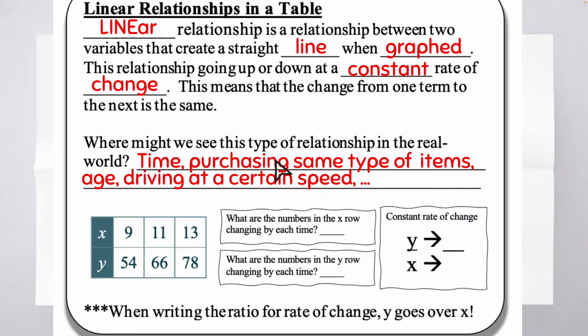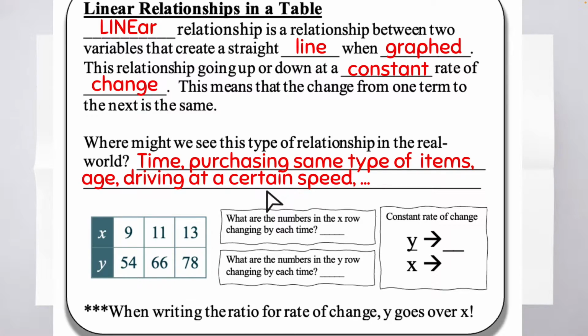So it's going up by the same amount each time. Or maybe age, that could be another one that has to do a little bit with time, right? You're always aging at the same constant rate. And driving at a certain speed: you need to make sure you're going the exact same speed the whole time, but then your distance is going to be based on how long you've been driving, because you'll go the same number of miles every hour as long as your speed stays the same. Those are just a couple things that we would see this type of relationship in the real world.